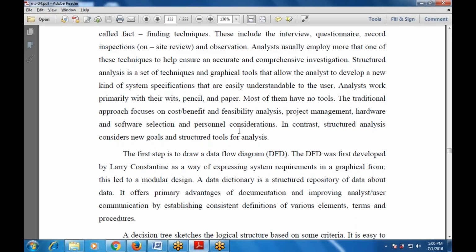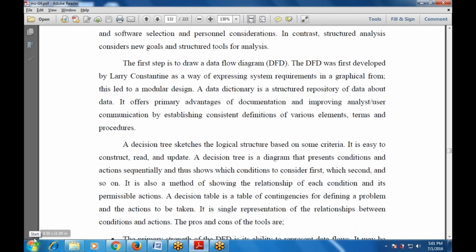Then the data dictionary is a structured repository of information, a collection of data about the data. It offers the primary advantages of documentation and improving analyst-user communication by establishing consistent definitions for various elements, terms, and conditions.